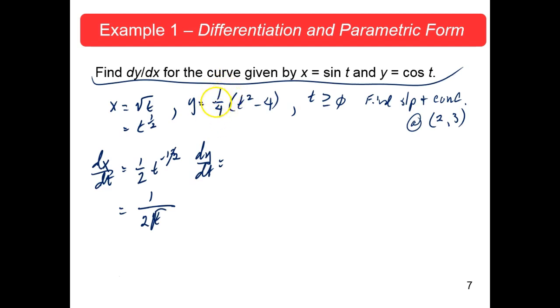Times 1/4, right? And 1/4 of 2t would be, yeah, 1/2 t, t over 2, okay? Now, at the point, okay, what's the slope then?